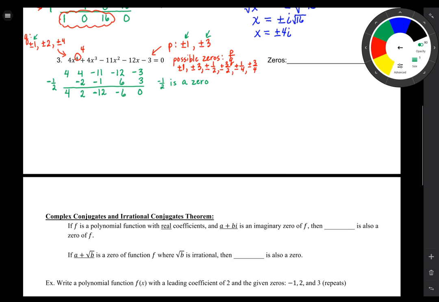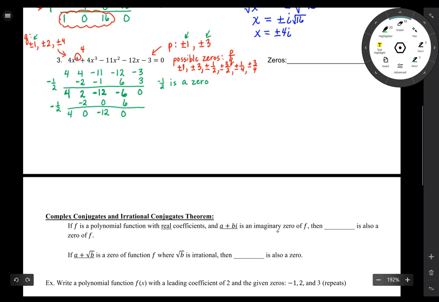So taking these 4 new numbers, this 4, 2, negative 12, and negative 6, we are going to repeat negative 1/2. It is going to be a zero again. You would know because if you tried it again, the remainder is going to be 0. So bring down the 4. 4 times negative 1/2 is negative 2. 0 times negative 1/2 is 0. And a negative 12 times a negative 1/2 is a positive 6. There we go. I just want to draw a line all the way up to there. And so there's our 2 zeros so far.